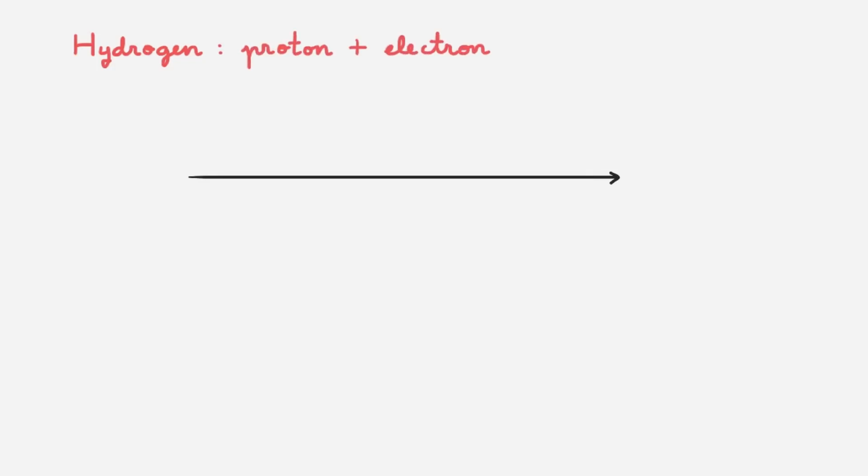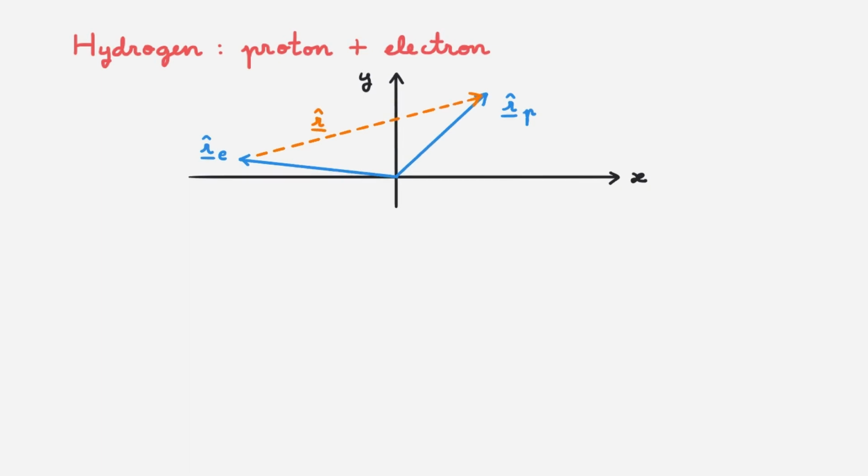We can draw this by considering a coordinate system and describing the proton with the corresponding position operator like this, and the electron with the corresponding position operator like this. Now, of course, the proton and electron live in a 3D space, but for simplicity, I'm just including 2 dimensions in this schematic. We know from the introductory video on hydrogen that the relevant physics of the system is encoded by the relative motion of the proton and the electron, which is captured by this relative position vector.